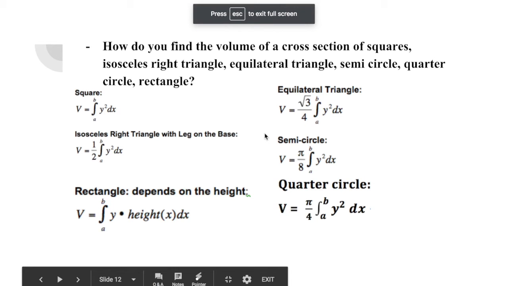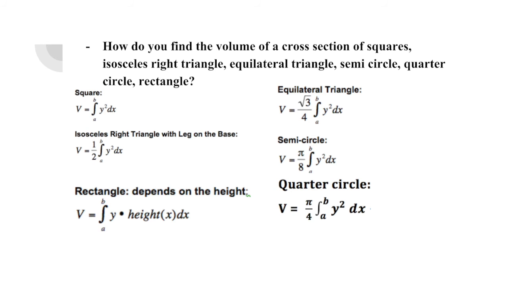For different shapes of the cross-section, we have different formulas to calculate them. For the square, it's just the integral from a to b of y squared dx. Y squared basically means the side squared, and y equals the side length. For an equilateral triangle, it's the square root of 3 over 4 times the integral from a to b of the side squared.